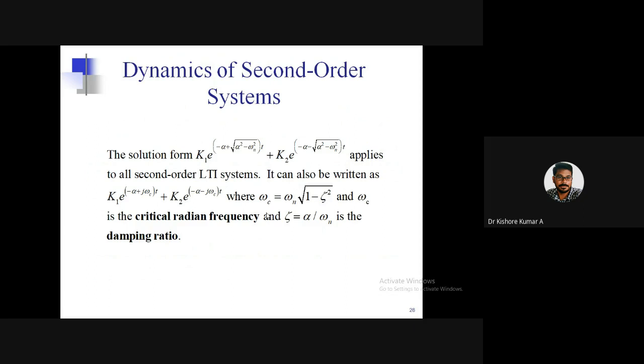And dynamics of second order systems. We need to introduce some critical radian frequency. That eta, this eta is equal to alpha by omega n, which is the damping ratio. With the damping ratio, we are able to get the critical radian frequency.